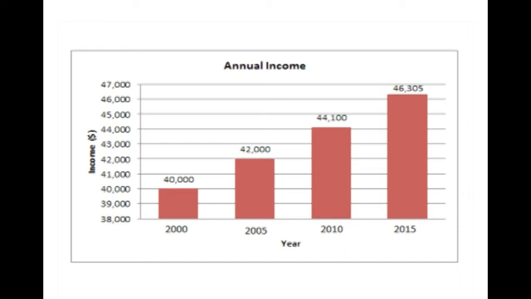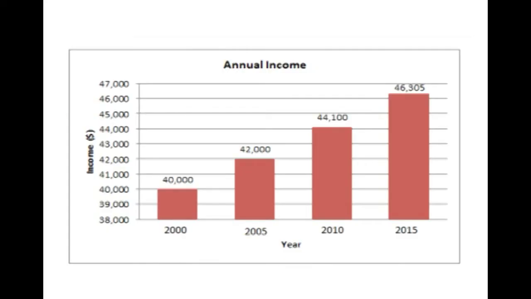Therefore, if the rate of increase continues to follow the same pattern, it can be projected that the annual income for that employee in 2015 will be $46,305, which is the 2010 wage of $44,100, increased by an additional 5%.